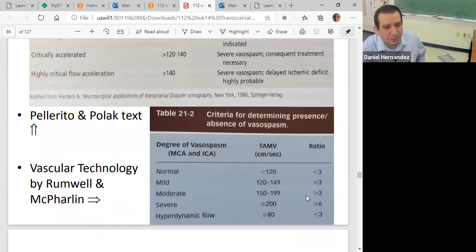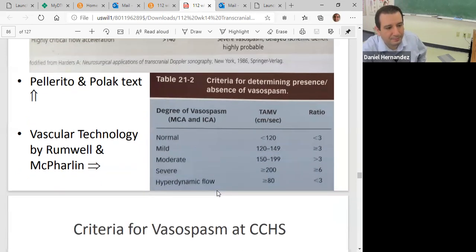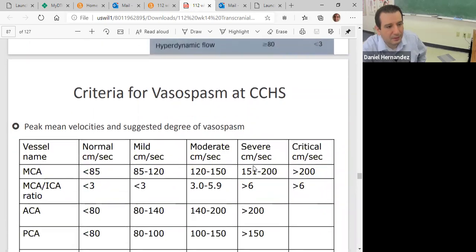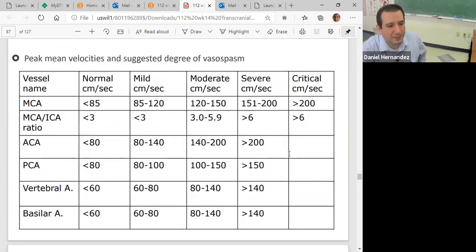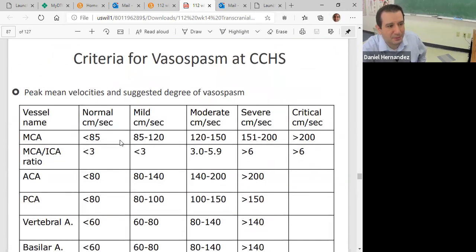So again, ratios over 3 demonstrate the presence of disease. Over 6 would be severe. This is just grading the degree of vasospasm, with velocities over 200 severe, 150 to 199 moderate, and mild 120 to 149. And this is Christiana Care's criteria for grading vasospasm. This is what they use at the hospital.